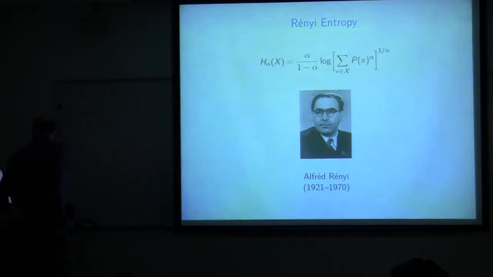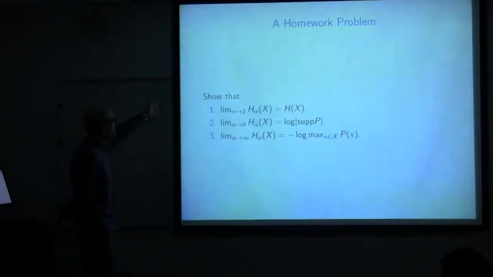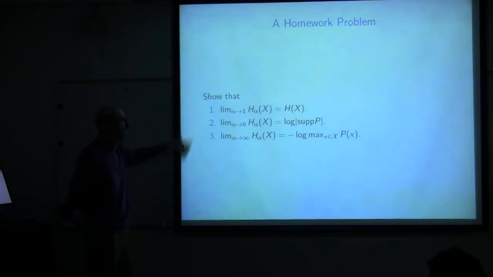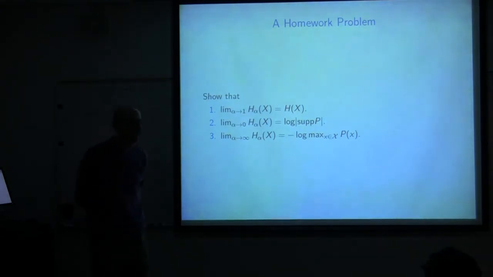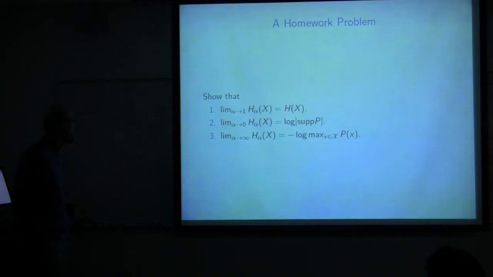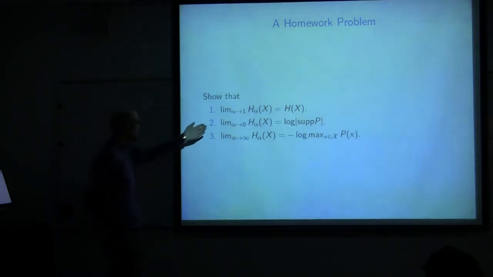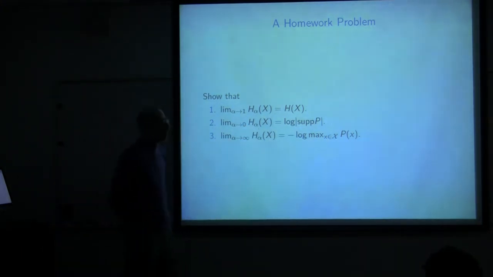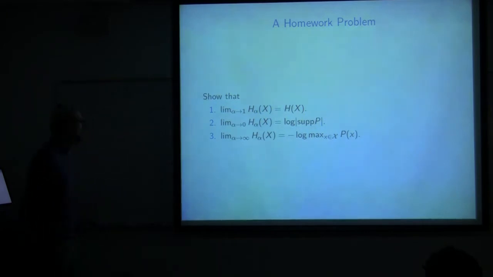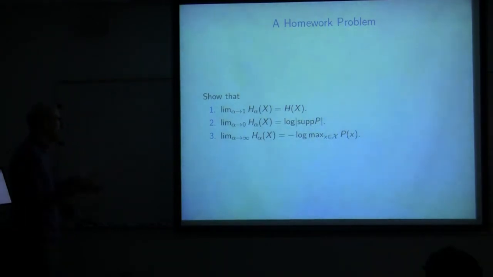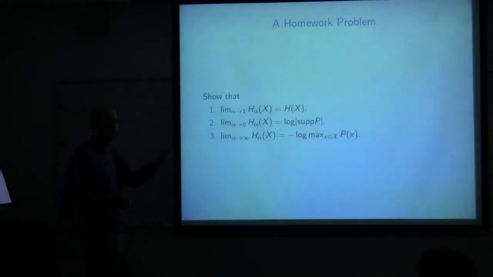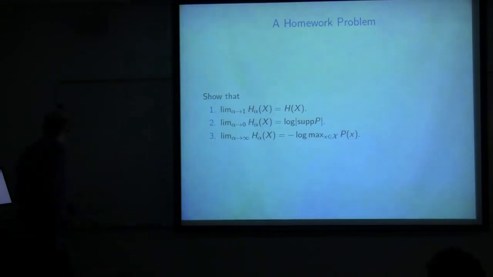So what I usually do is I give the definition and I give it as an exercise to show that the limit as alpha tends to 1 of Renyi's entropy tends to Shannon's entropy. And then we can look at what happens when alpha tends to 0. We get the log of the support set of the probability distribution. And what happens when alpha tends to infinity. It turns out to be kind of a boring, mindless exercise in using L'Hopital's rule to take derivatives.